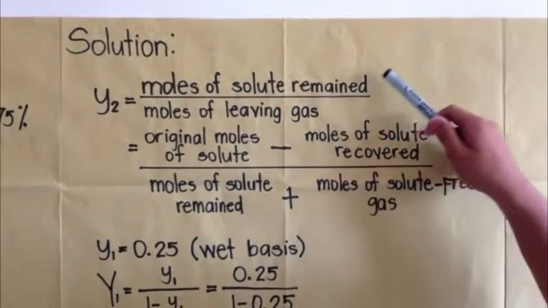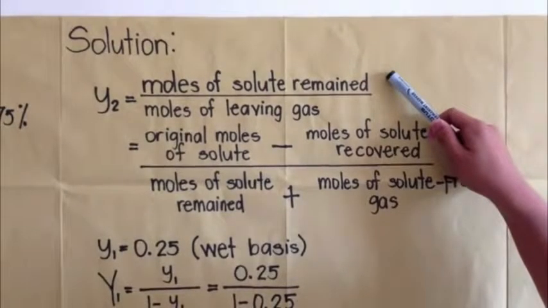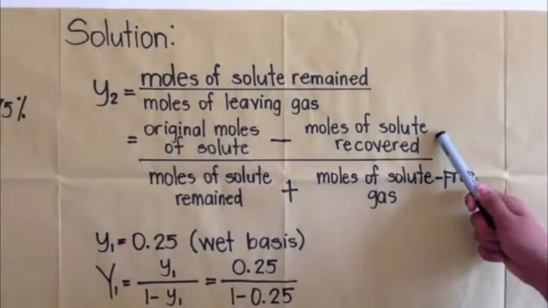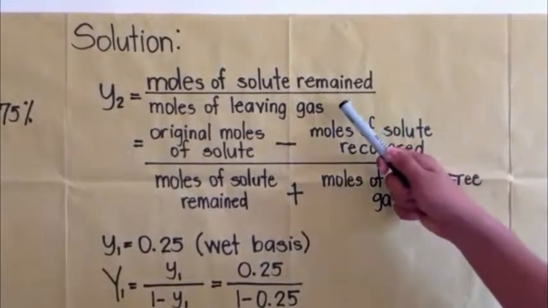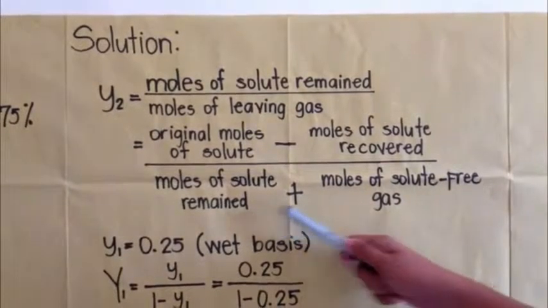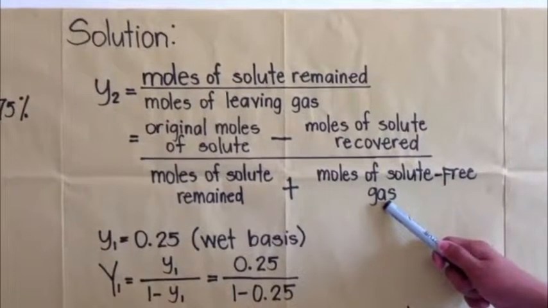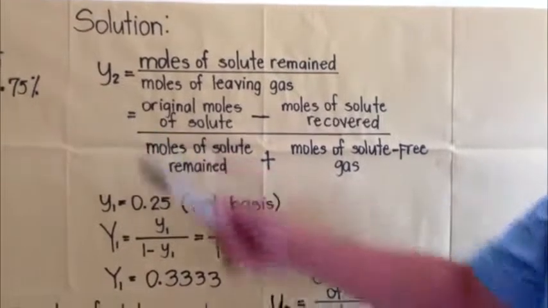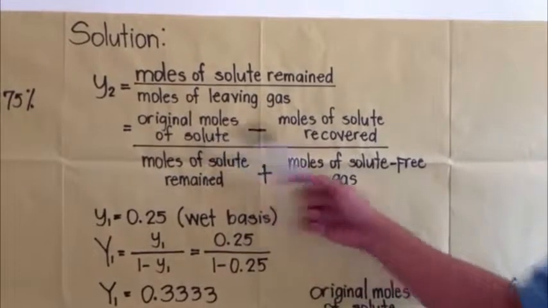And we know that the moles of solute remaining is equal to the original moles of solute minus the moles of solute recovered. While for the moles of leaving gas, we have the moles of solute remaining plus our moles of solute-free gas. For us to solve for Y2, we must know the values of these four variables.